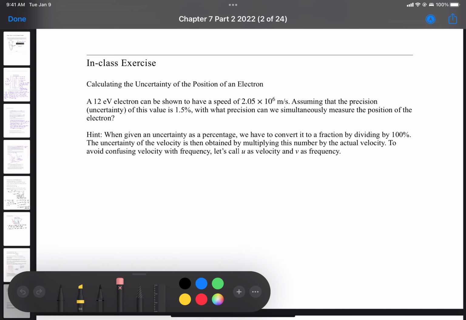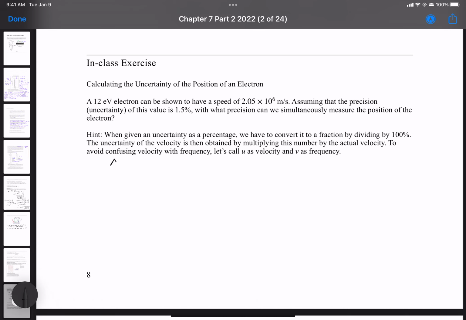I may not have gone over this equation, but it's delta x, which means the change in x, or the uncertainty in x, times the change in momentum, must be greater than or equal to h over 4 pi.